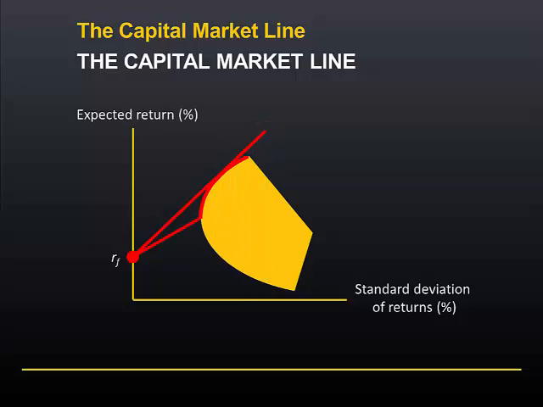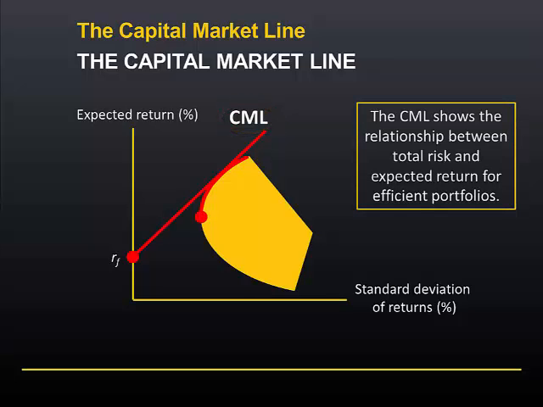Now that we have a risk-free asset available, this line becomes the new efficient frontier. We call this line the capital market line, or CML. The CML shows us the relationship between risk, specifically total risk, and expected return for efficient portfolios.